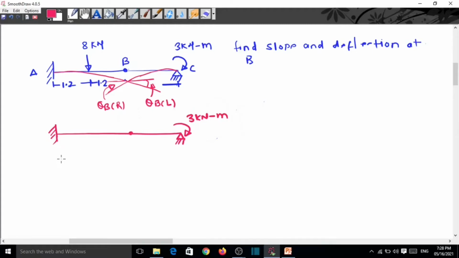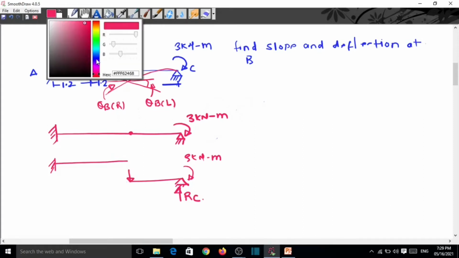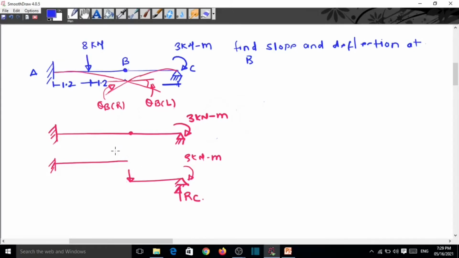Now we draw the free body diagram for this beam. Suppose we assume this direction is vertical, that is RC. So here is the downward reaction, and the same in this direction, and this is RB2. So now this becomes a propped cantilever.